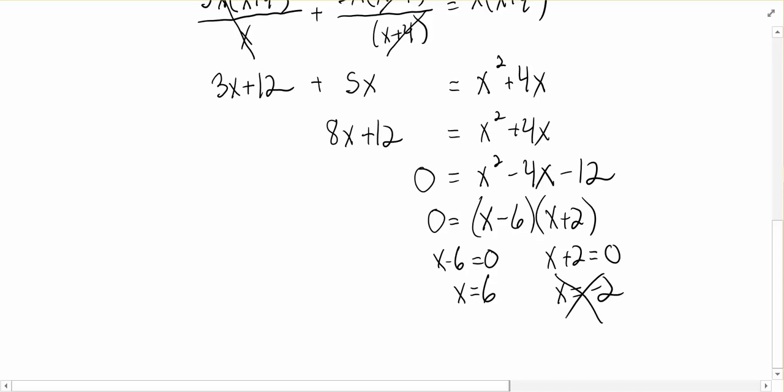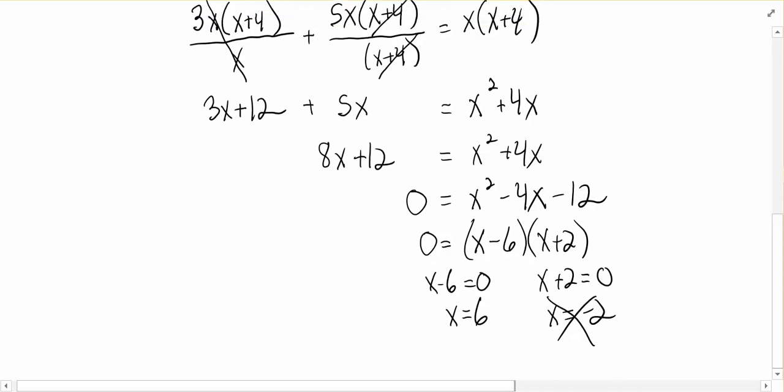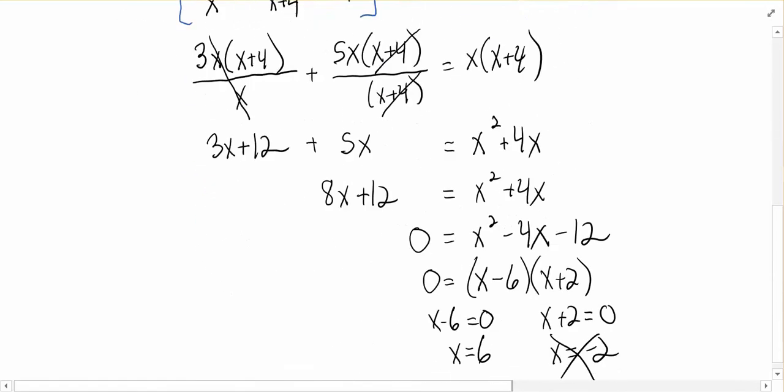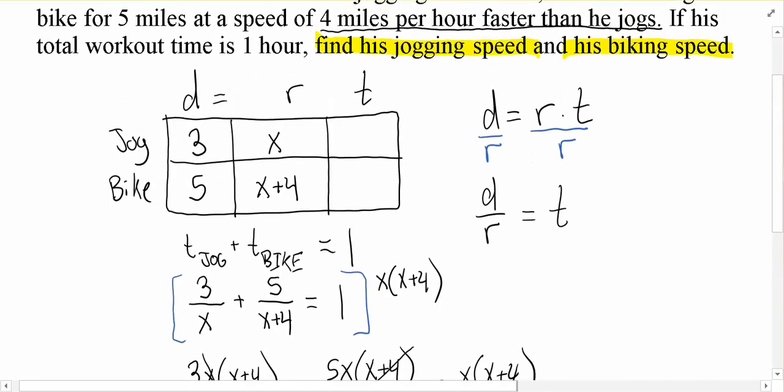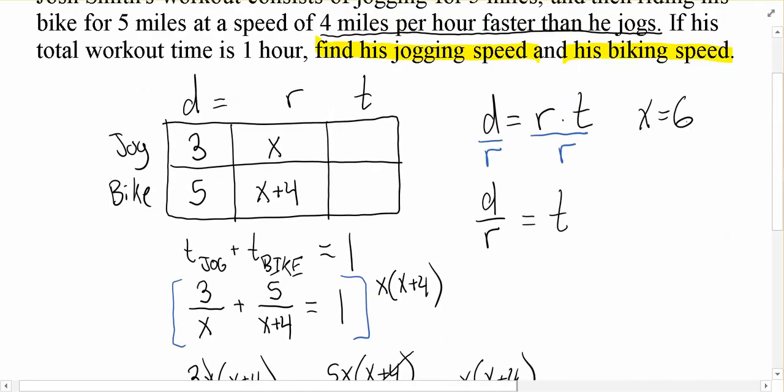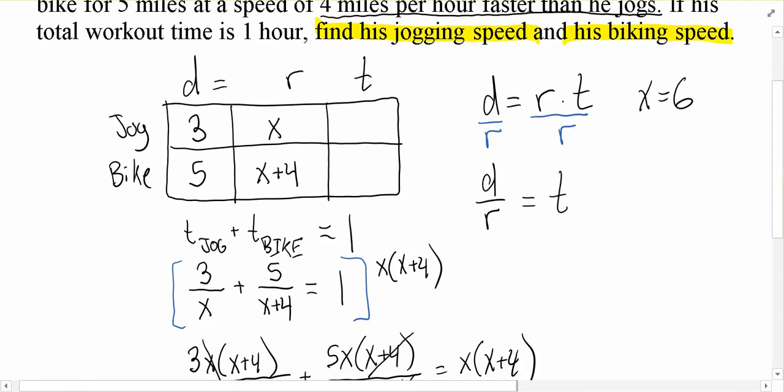Now the negative 2 gets thrown out because, if we look back up top, x was the rate at which we jog. You can't really jog at a negative number of miles per hour. That doesn't make sense. With x equals 6 being our answer, let me jot that down up here. We still need to actually answer the question that was asked of us. We actually had two questions: to find the jogging speed and the biking speed.